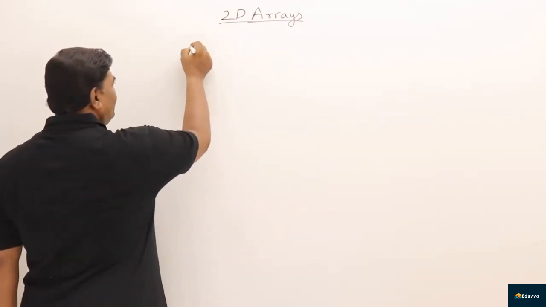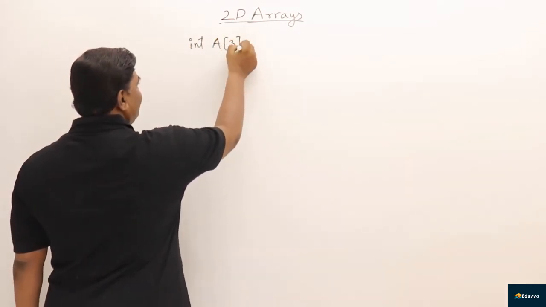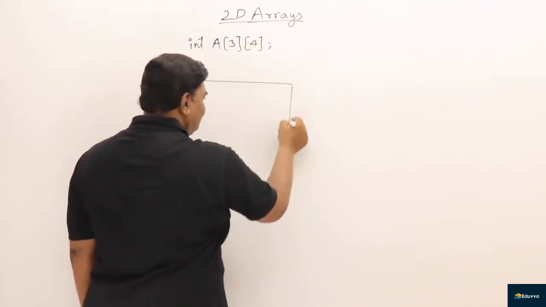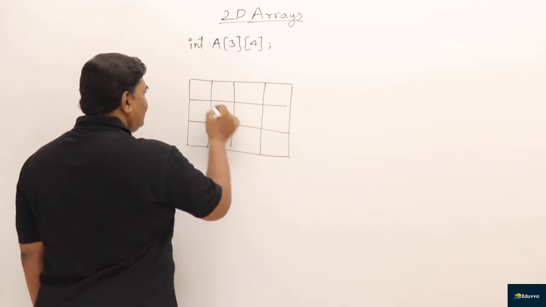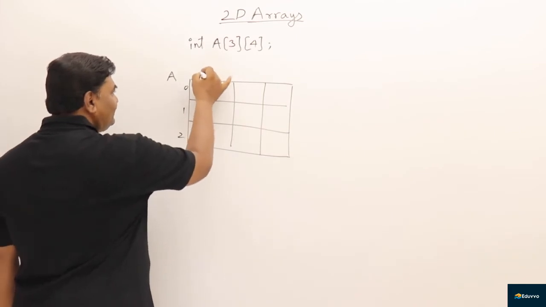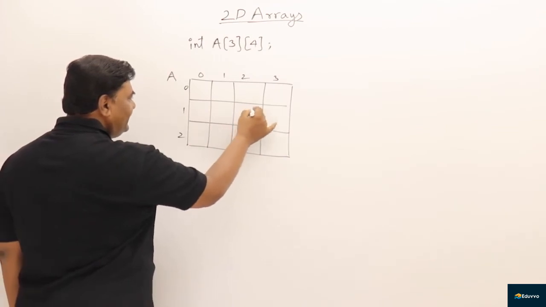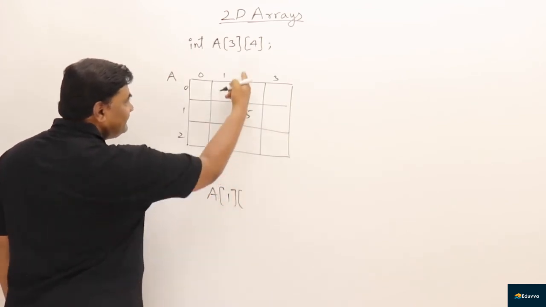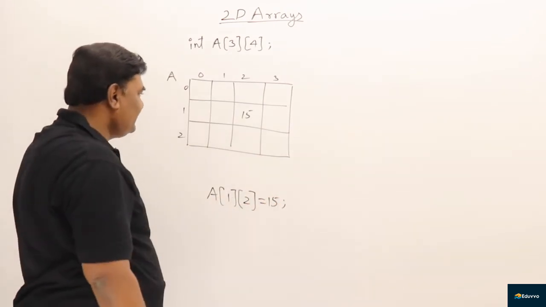See, the method for creating a 2-dimensional array is: integer a, where the first dimension is 3 and the second dimension is 4. Now if I create it like this, we imagine that an array like this is created with 3 rows and 4 columns, where the name of the array is A, and this is row 0, 1, 2, and this is column 0, 1, 2, 3. And when you want to access anything, like here I want to write 15, then I should say A of first row 1 and second column 2, assign 15. This is how we can access any location.